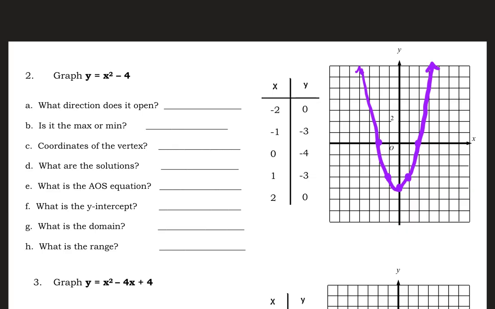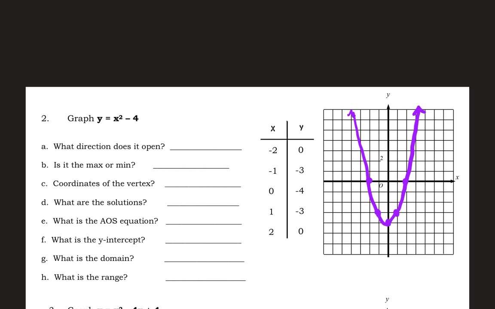All right, so what direction is this one opening up? What direction is this graph opening up? Upward. Is this a minimum or a maximum point? A minimum? All right, what's the value of the vertex? Where's the lowest point at? 0, -4? All right, I want you to look at something right here.